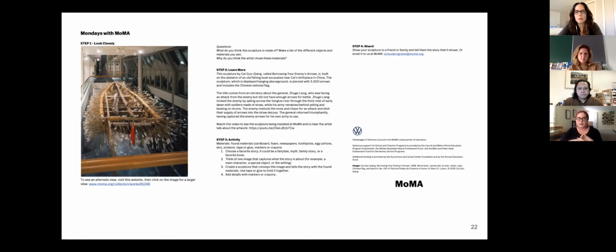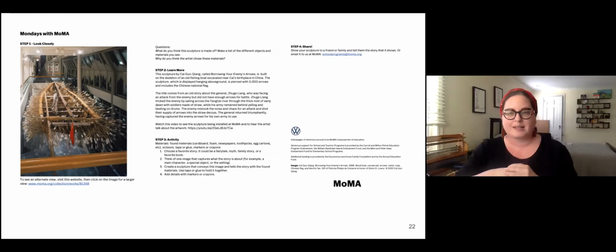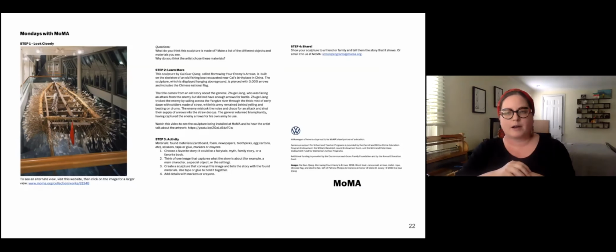The second one is learn more. We provide a little bit of background information about the artist, the artwork, and then an activity, which could be an art making activity, or it could be a writing activity, or sometimes even a movement activity. And we adapted this format also for another set of lessons called Artful Activities for Early Learners, which is especially geared for ages 4 and up.